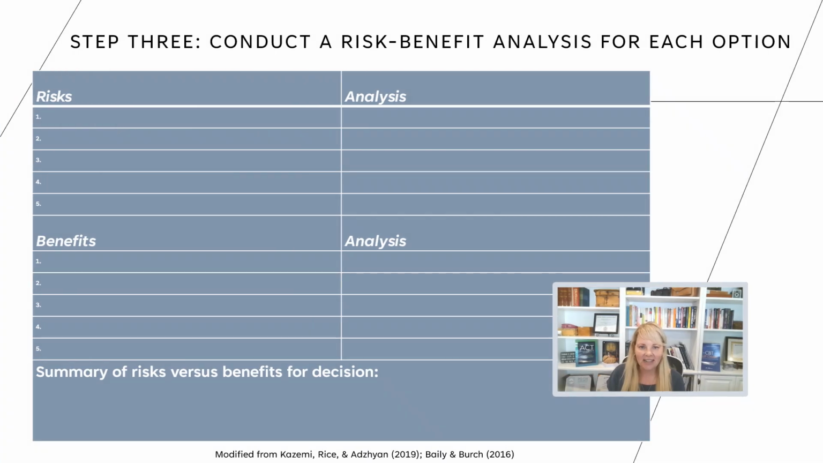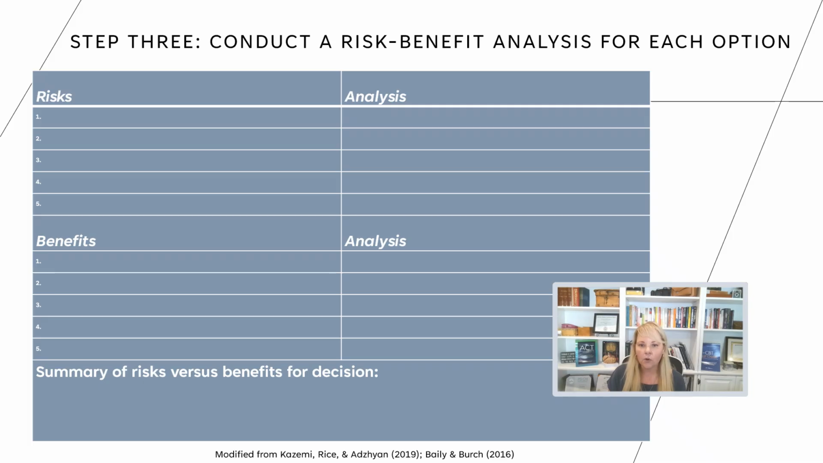The risk-benefit analysis approach relies on systematically identifying and writing down risks and benefits for each option. A worksheet is an effective tool to use for this task. I have provided a simple risk-benefit analysis worksheet. It's a modification of a template from the workbook developed by Kazemi, Rice, and Adzhyan in 2019, Evidence-Based Strategies for Developing Competence Through Supervision. The source they cited for their version is Bailey and Burch 2016 in Ethics for Behavior Analysts, 3rd edition. You can create your own template or layout if you want.